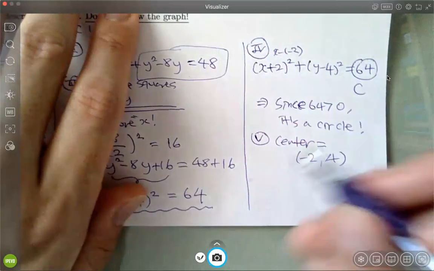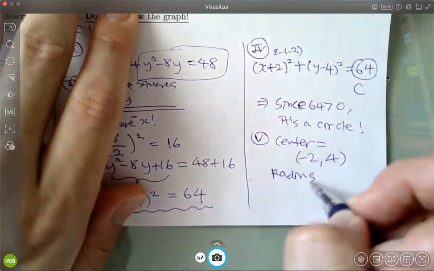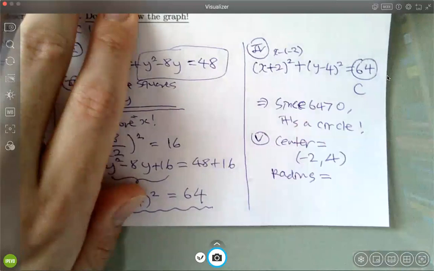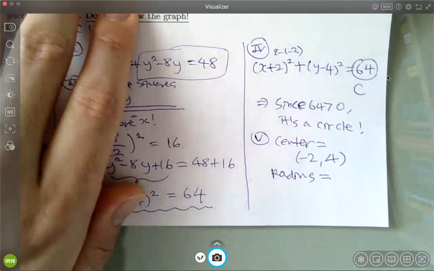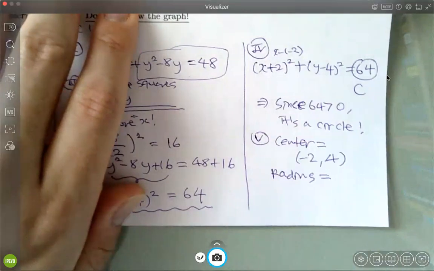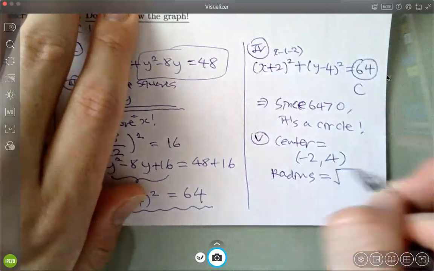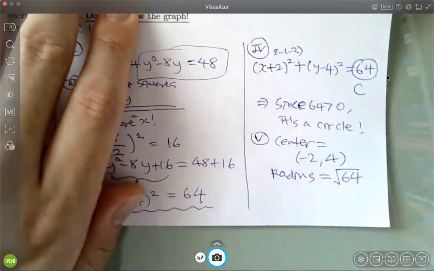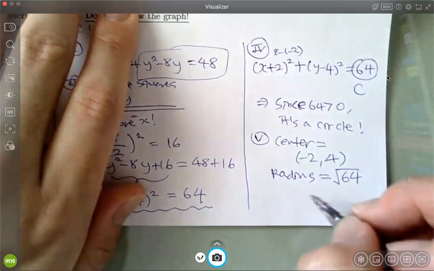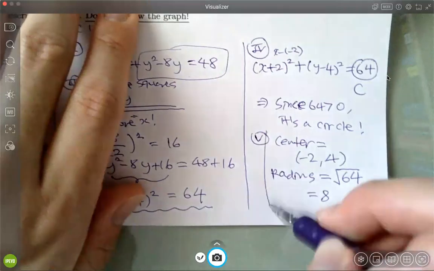And what's the radius? Is it 64? No. It's instead what? That, right? Which is equal to 8. Okay, so that's the center and the radius.